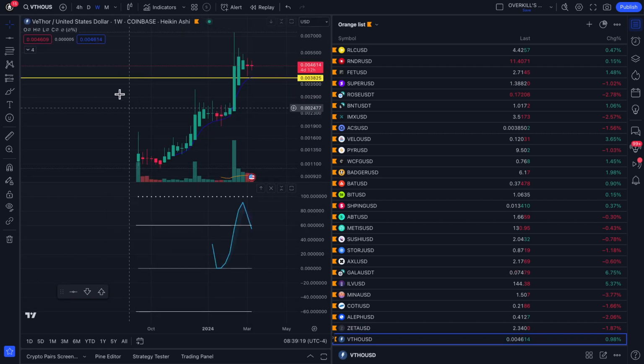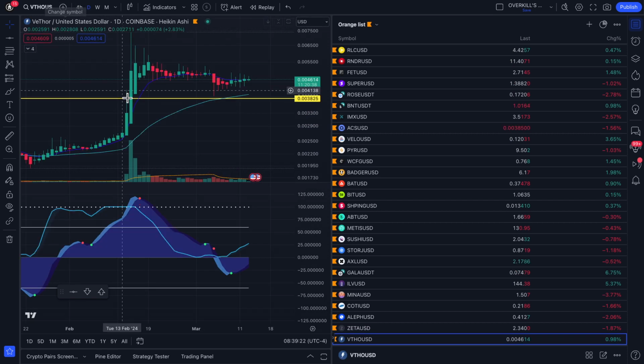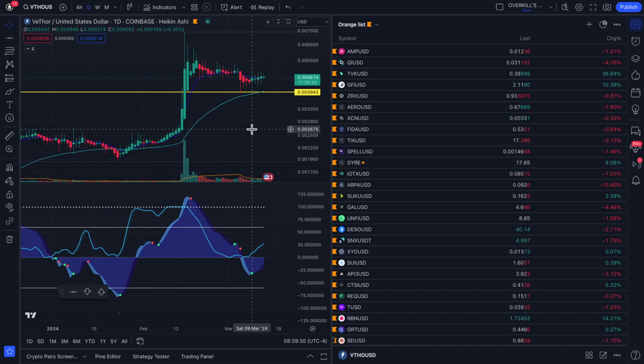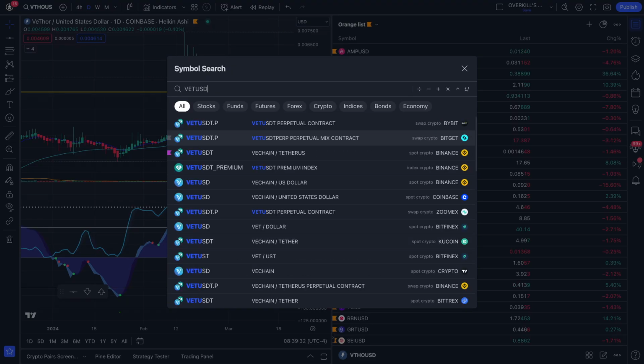Nah. VThor. This is VeChain's altcoin. This one looks good, too. I think VeChain's going to have its day here, dude. I think it's going to have its day. We've been consolidating for a very long time. Same thing with VeChain here.